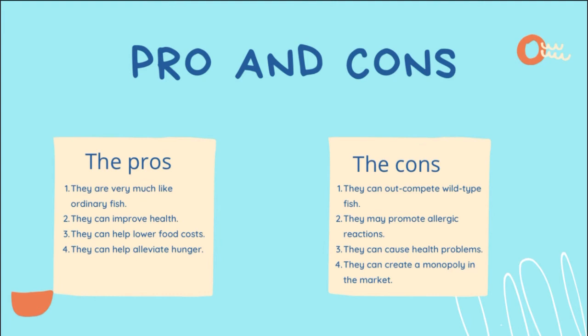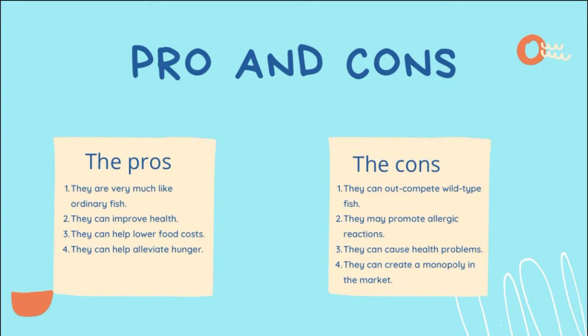As for the disadvantages, first, they can outcompete wild-type fish. If the transgenic fish are released into the wild, they can outperform the other wild fish, resulting in total dominance and messing up the natural food chain. Secondly, they may promote allergic reactions. Some fish like salmon that have been modified can have increased allergenicity. Third, they can cause health problems. Some transgenic fish contain high levels of growth hormone that may be linked to breast or prostate cancer.